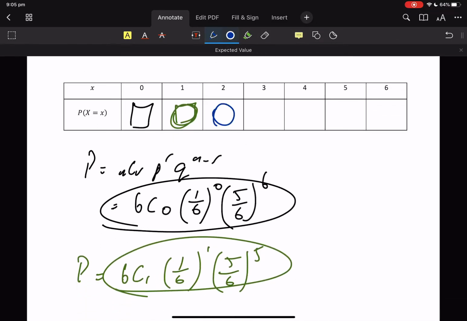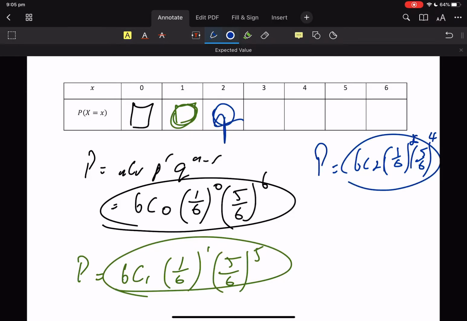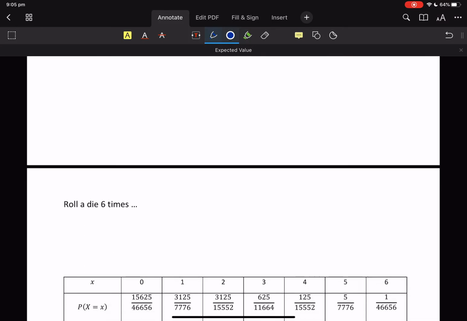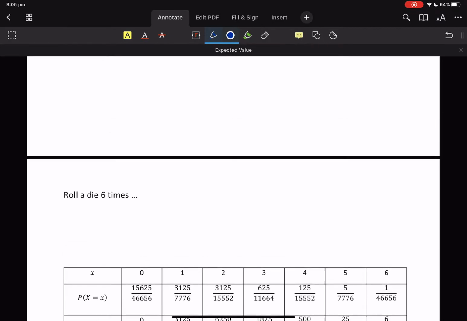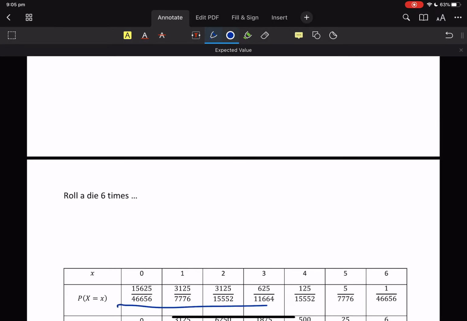Next, P equals 6C2, 2 successes, and 4 failures. Then that number goes in there. Clearly, I have done that already. So, just using a calculator, I have come up with those numbers.